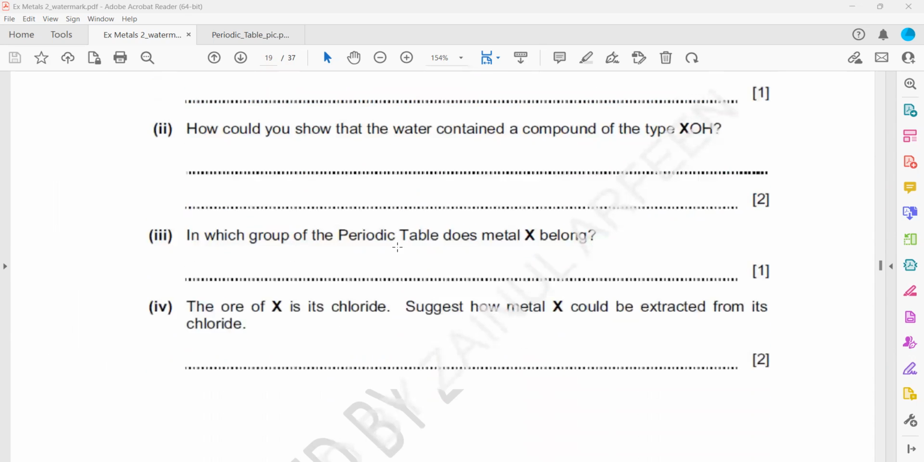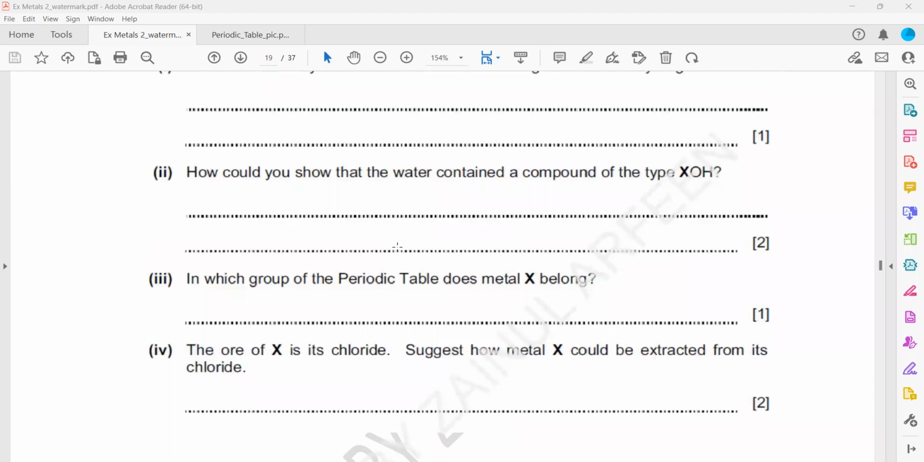The ore of X is a chloride. Suggest how metal X could be extracted. If I want to extract a group 1 metal from its chloride, which are highly reactive, which technique should we use? Maybe electrolysis. Not only electrolysis, you have to mention electrolysis of the molten compound.